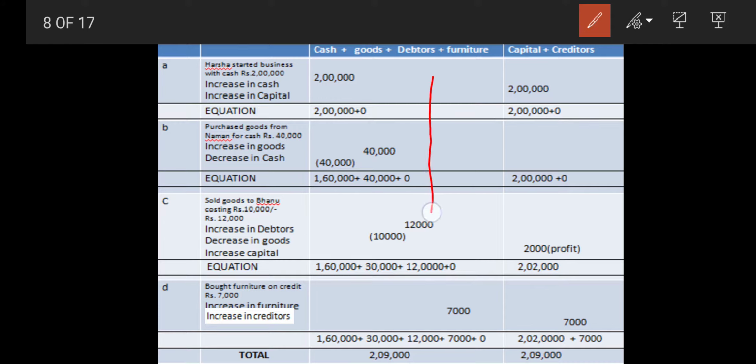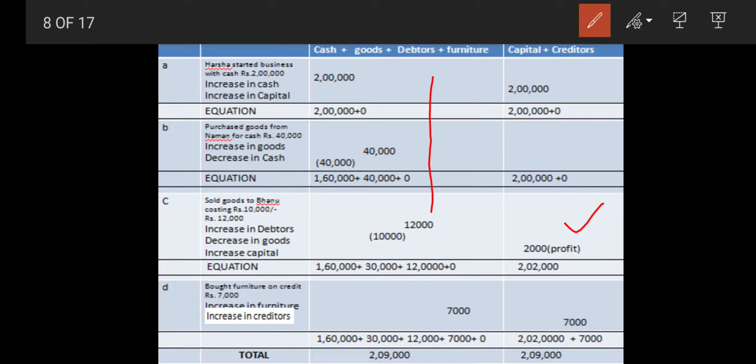Now 10,000 goods sold for 12,000. So it is understood that there is a profit of 2,000. So profit will always increase capital by 2,000. So here there is an increase of capital 2,000.